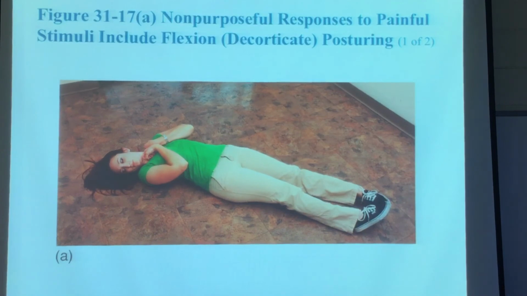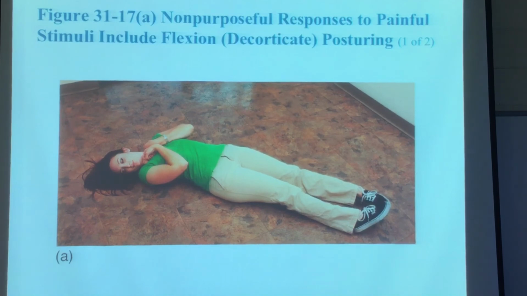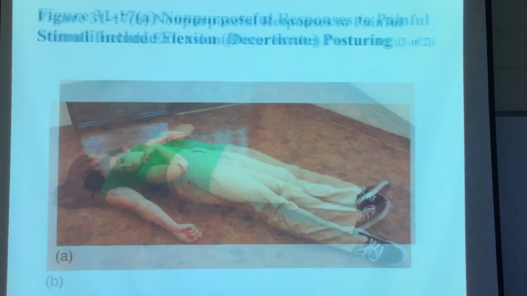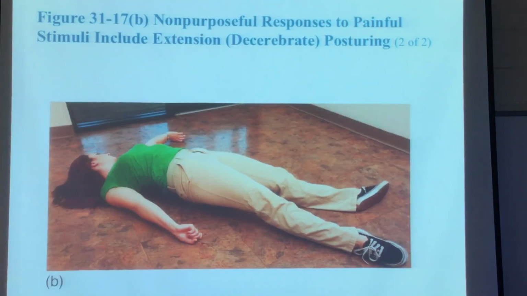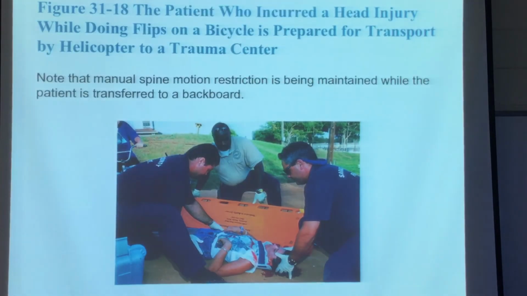Here we have decorticate posturing. This would give us a level of 3 on our motor response based on a stimulus. They would end up bringing their arms and flexing them internally. Extension, this is where the arms extend away. This would give us a motor response of 2. These are significant findings for head injury.